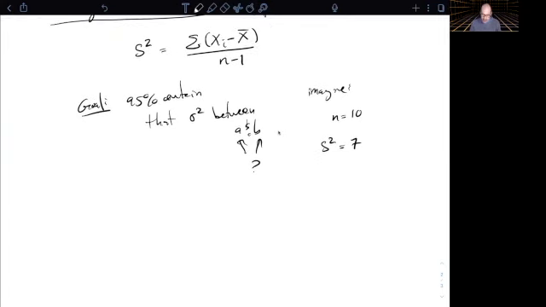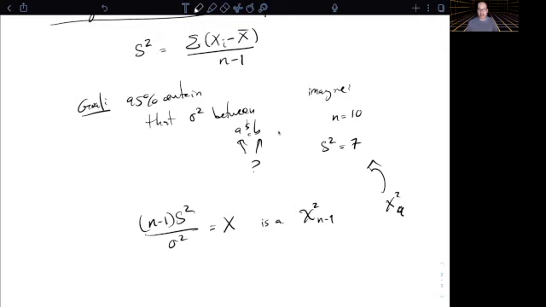Well, we know that this random variable, n minus 1 times s squared over sigma squared, if I call this thing x, is a chi-square variable with n minus 1 degrees of freedom. So in this particular example, it looks like chi-squared 9. This is a chi-square variable with n minus 1 degrees of freedom.